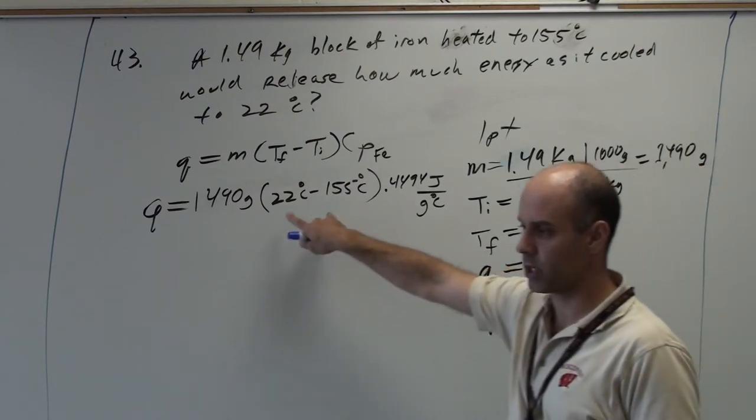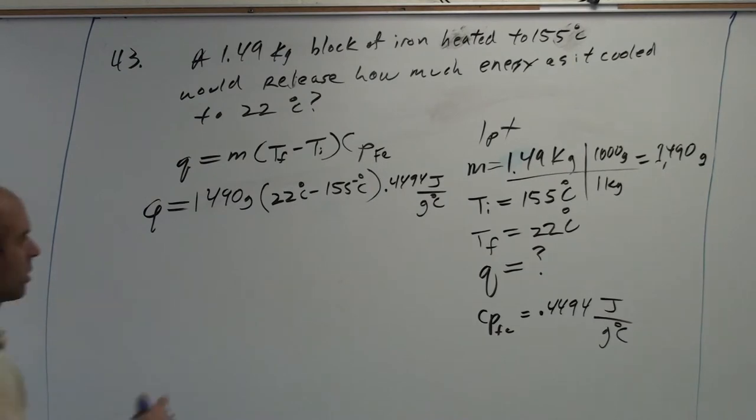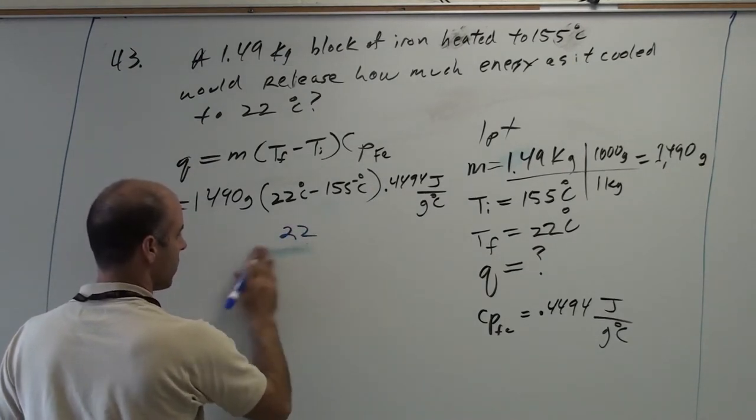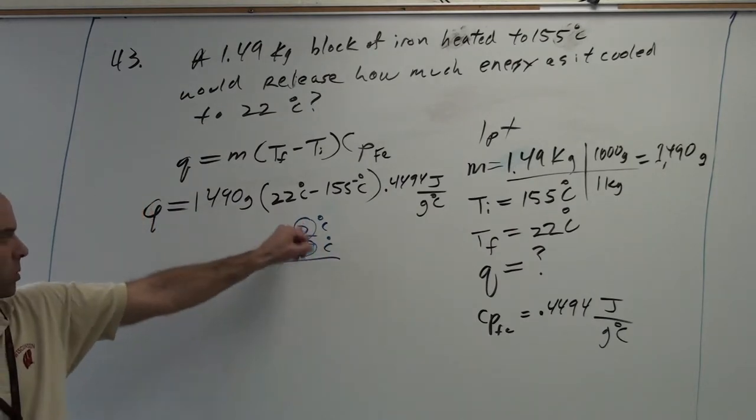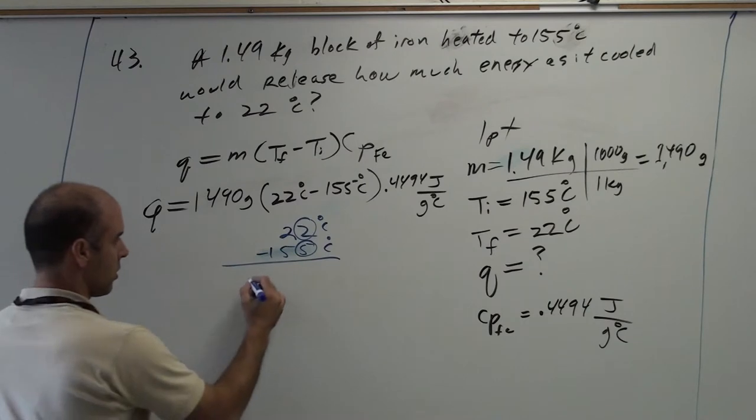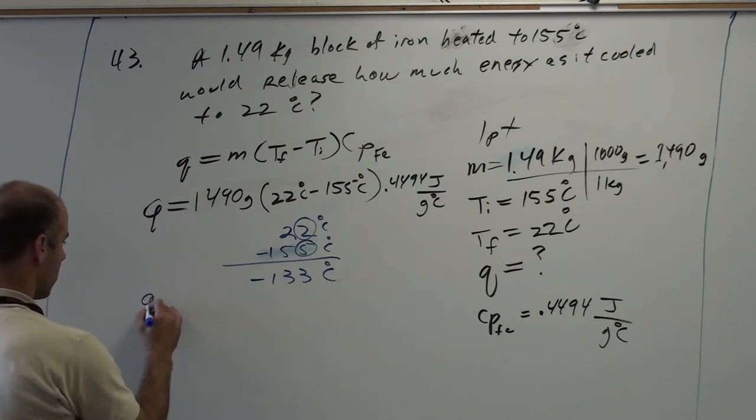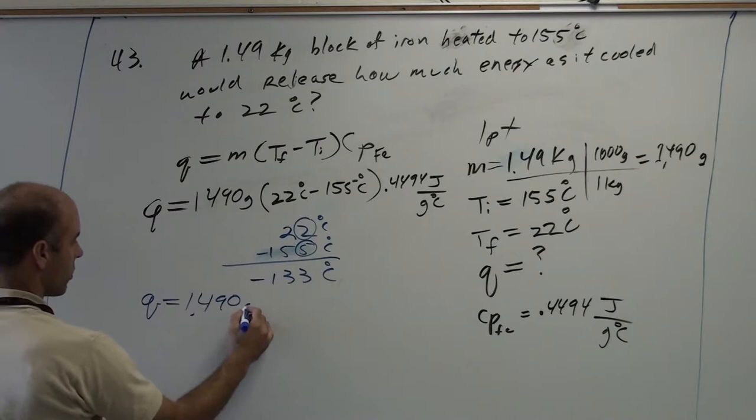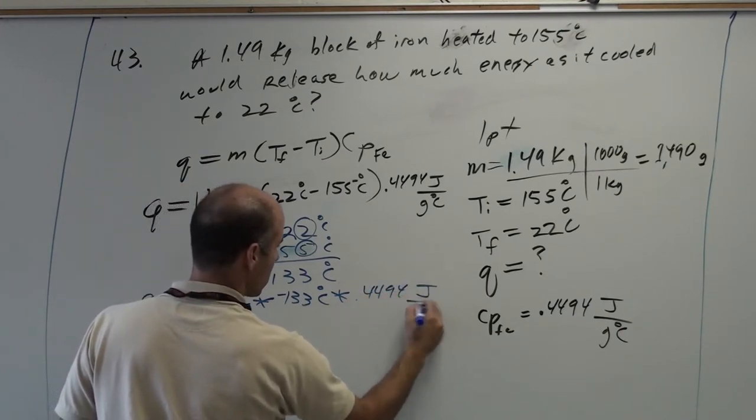First thing we do is our subtraction. Now you do the subtraction, you stop, then you do sig figs. So I'm going to do 22 minus 155. There's my guess. So my guess is in the ones place, so I'm going to round to the ones. Do not lose your negative sign. That's a place where people commonly make mistakes. They lose that negative. Now I can plug it back into the equation. 1,490 grams times negative 133 Celsius times 0.4494 joules per gram degrees Celsius.